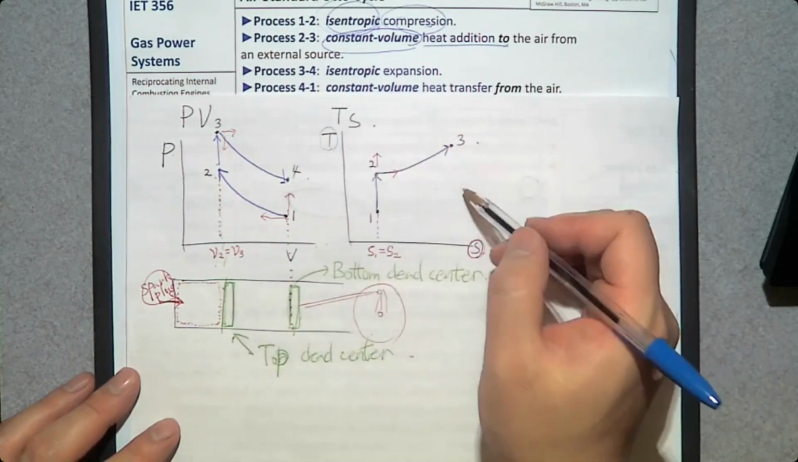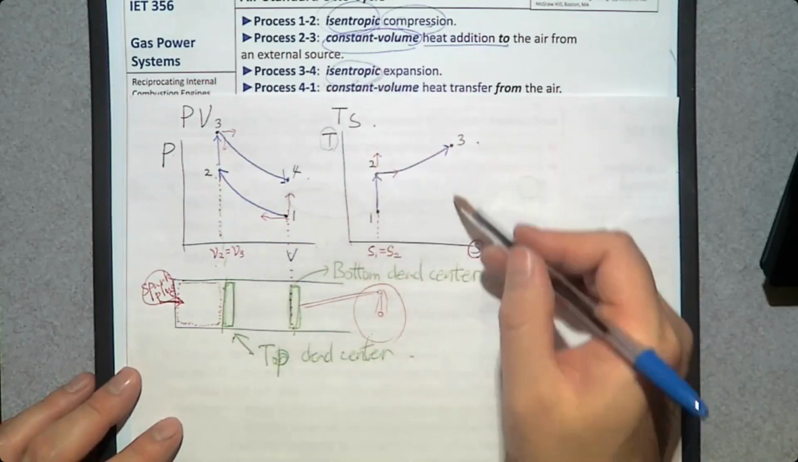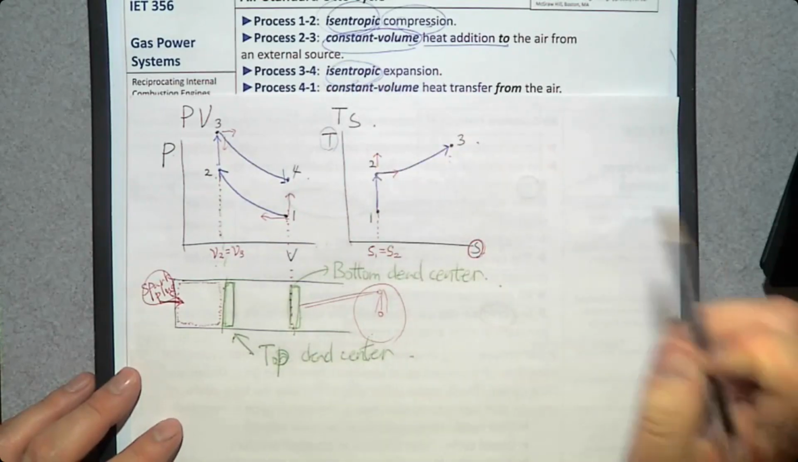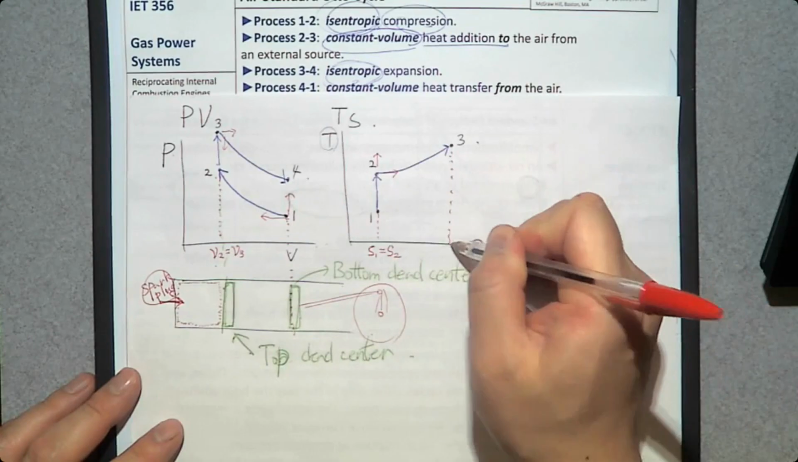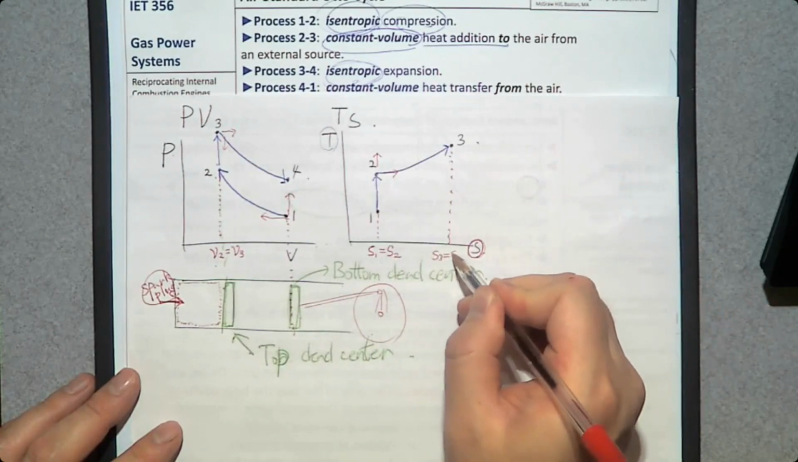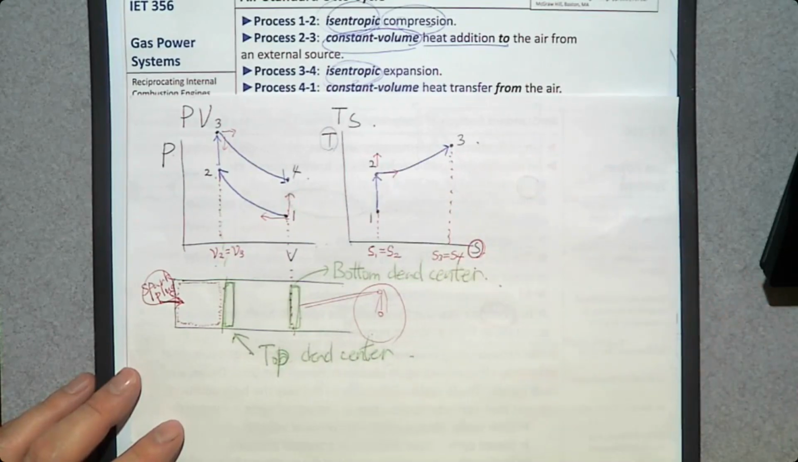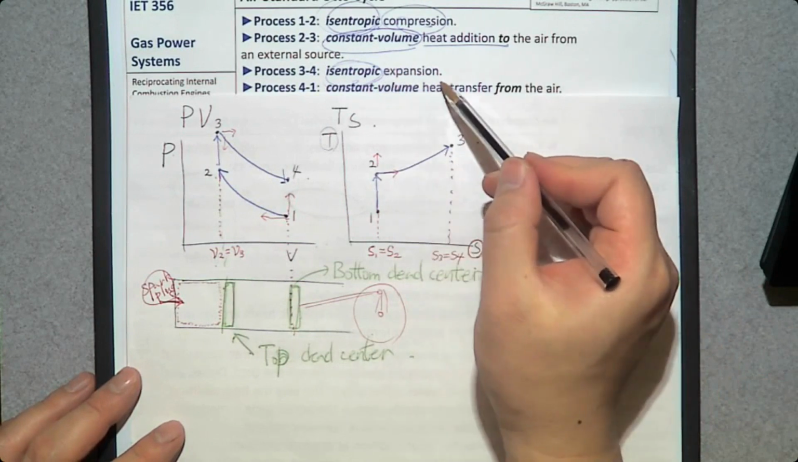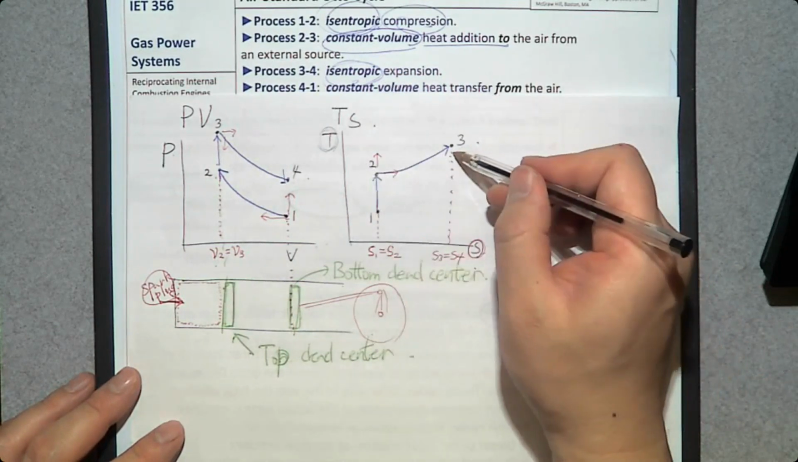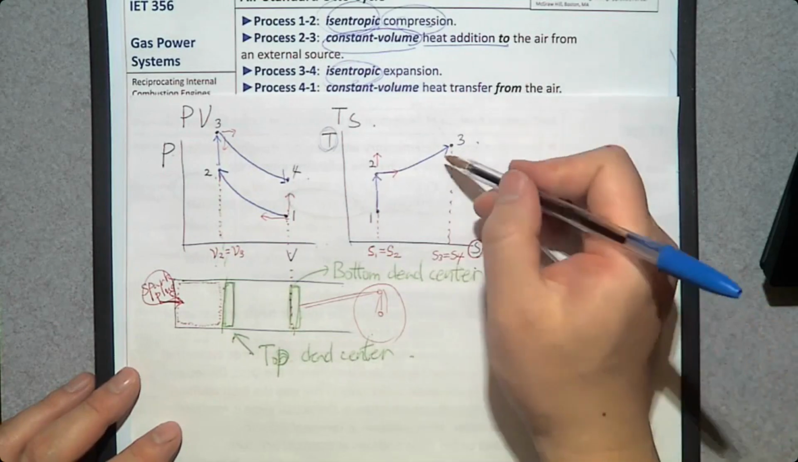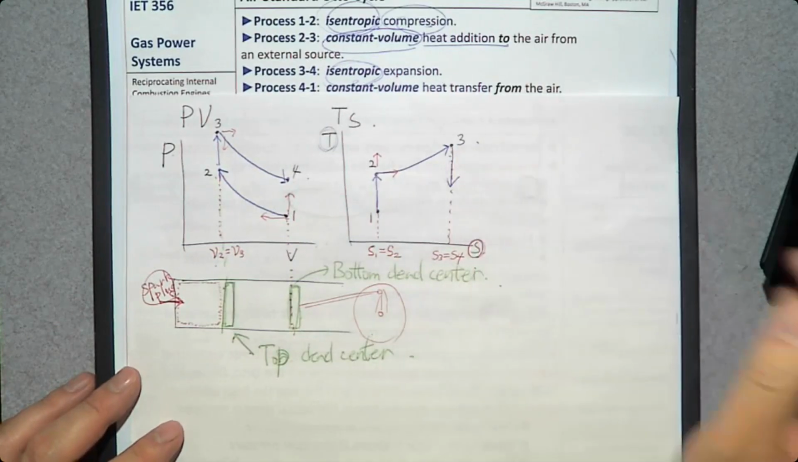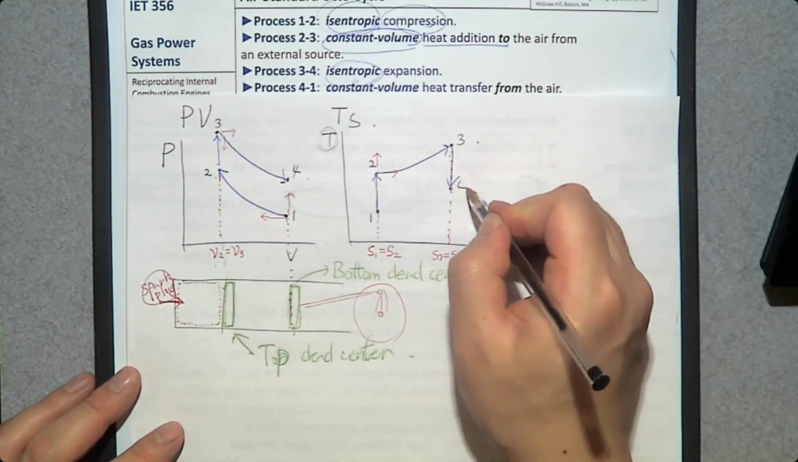And on this TS diagram, this is isentropic. Entropy S remains constant. S3 should be the same as S4. And it's an expansion process, therefore temperature should go down this way. And we have number 4 here.